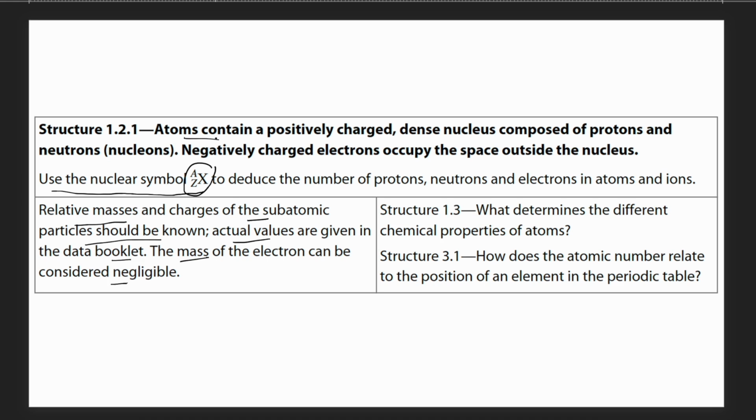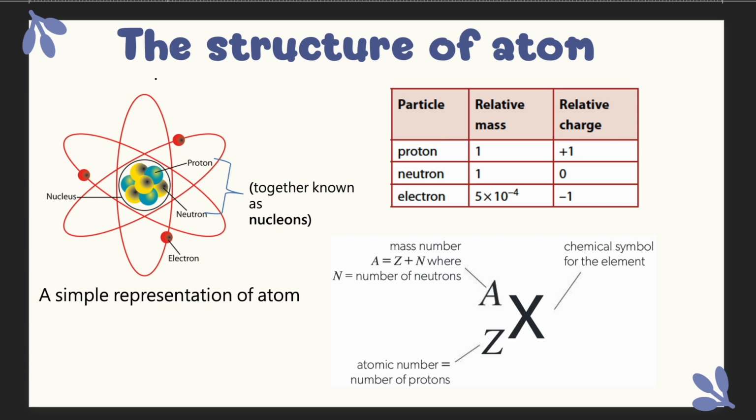Atoms contain a positively charged dense nucleus composed of protons and neutrons, also called nucleons. Negatively charged electrons occupy the space outside the nucleus, like this. So here are the nucleons, consisting of protons and neutrons, and on the shells are the electrons. Protons have a positive 1 charge, neutrons are neutral, so the charge is 0. Electrons are negatively charged, so -1. So this is the simple representation of an atom.